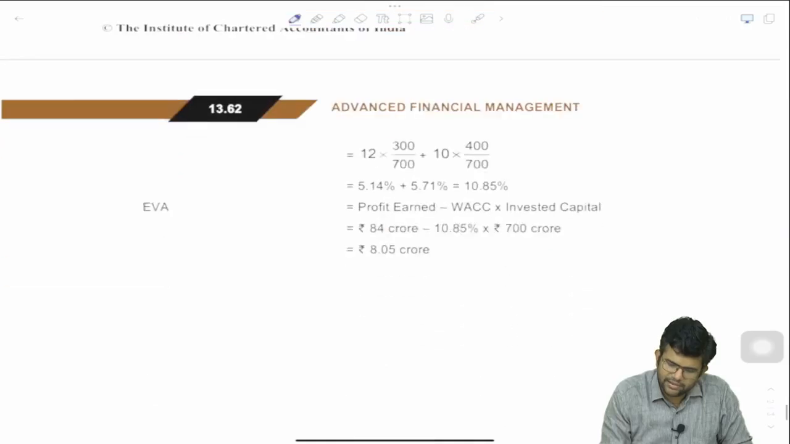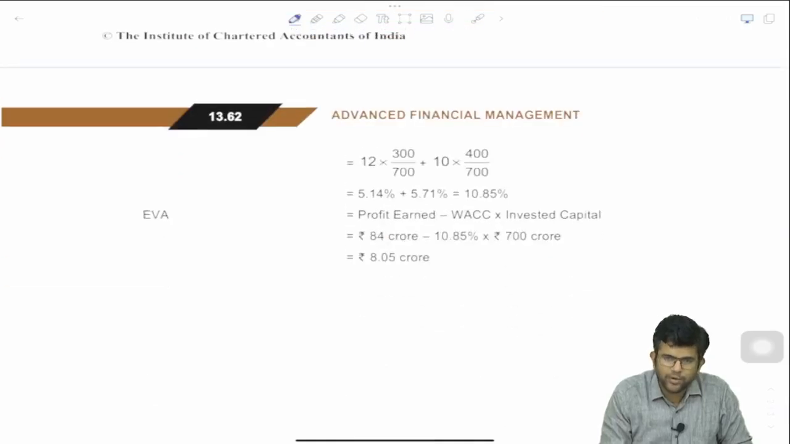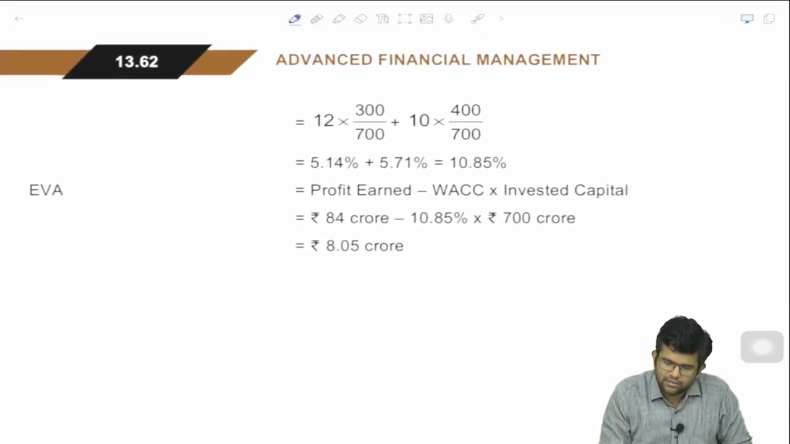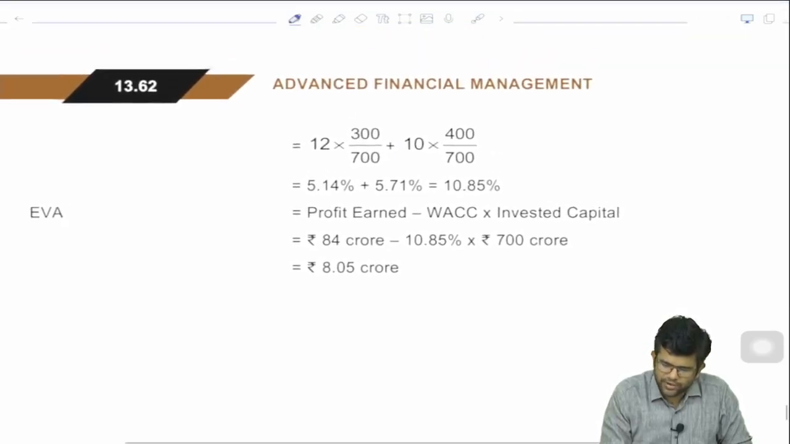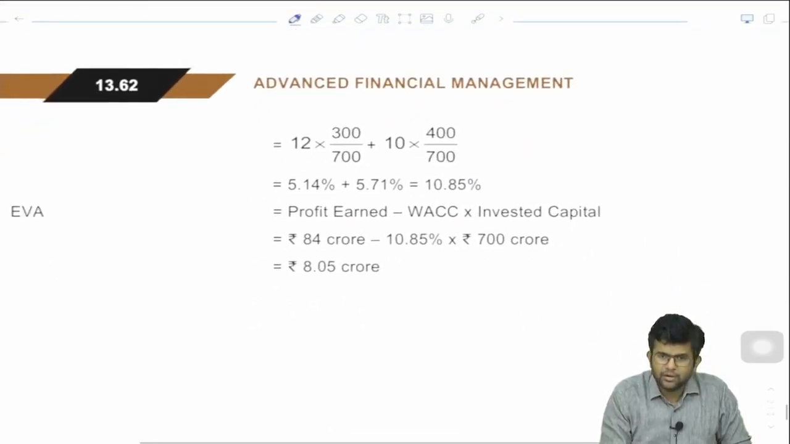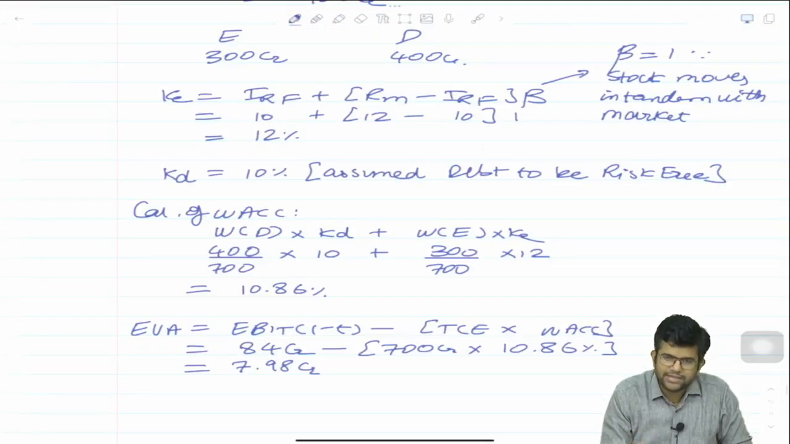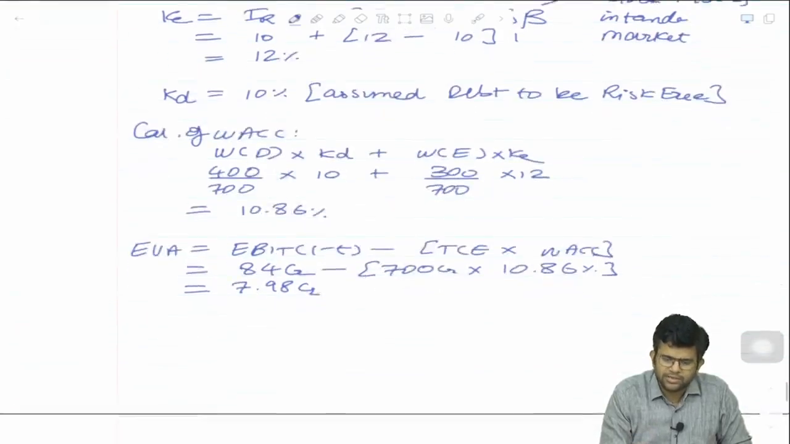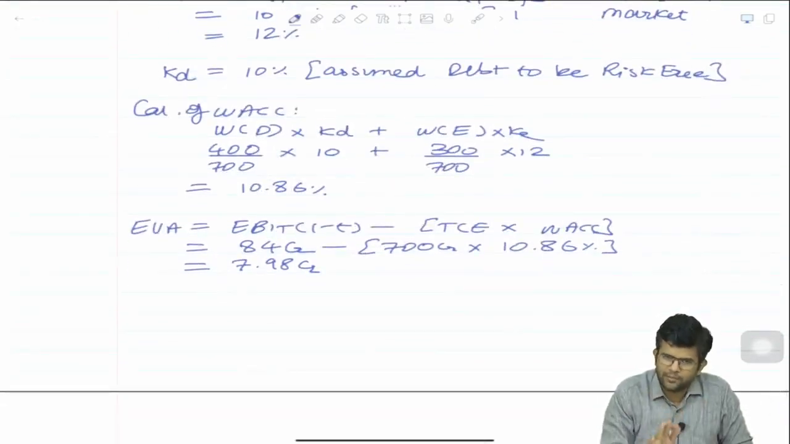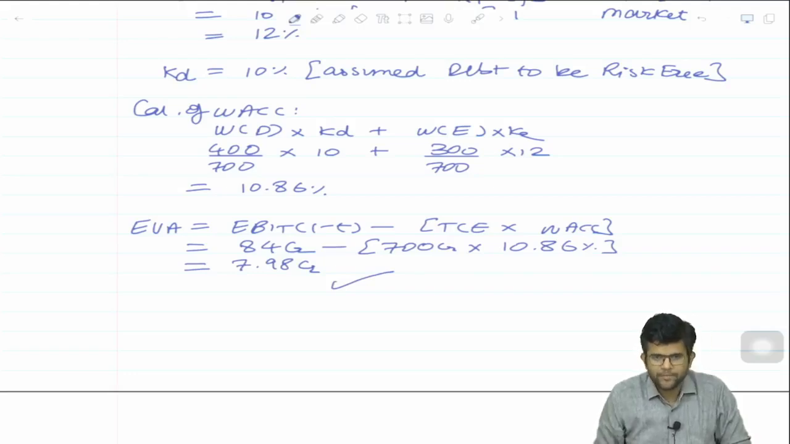ICAI is getting 8.05. The answer is not tallying. Why do you think the answer is not tallying? Any idea? Hold on. We took 10.86. Students, I am going to continue with 10.86 only, but just recalculate EVA if the WACC is 10.85%. Just recalculate if WACC is 10.85%.